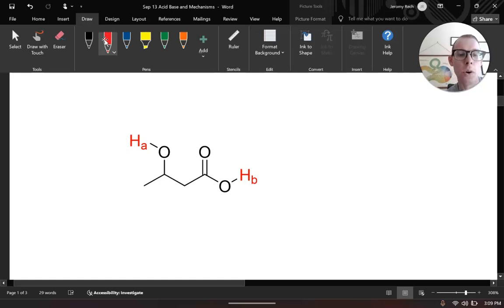Here we have a 4-carbon backbone chain with an alcohol that carries HA, and then another functional group that you should be aware of that has HB. Go ahead and pause the video and think between A and B, which is more acidic and why.